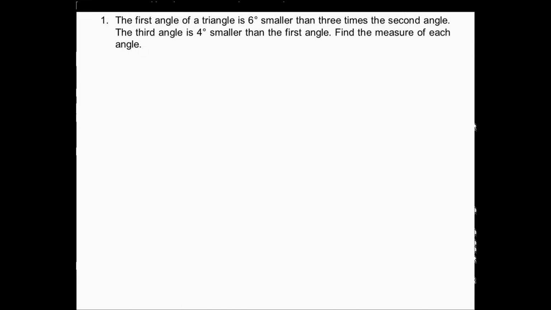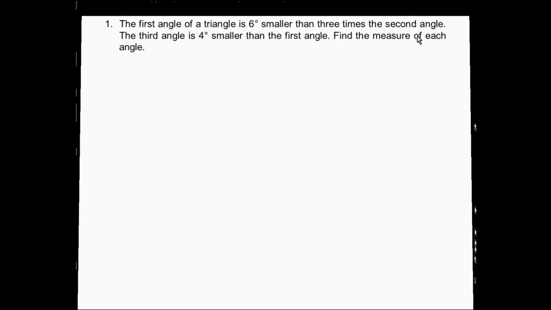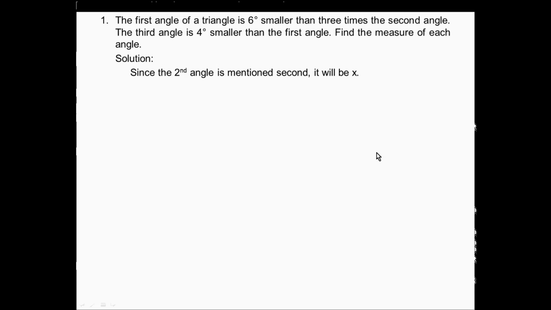Now, the first time you read it, you just want to figure out which angle is mentioned second. So the first angle of a triangle is 6 degrees smaller than 3 times the second angle. Okay, the second angle is mentioned second. It's x. So since the second angle is mentioned second, it will be x. Now, rereading that sentence, the first angle is 6 degrees smaller than 3 times the second. So I want 6 smaller than 3 times x. That's 3x minus 6. That's the first angle. Okay, 3x minus 6.